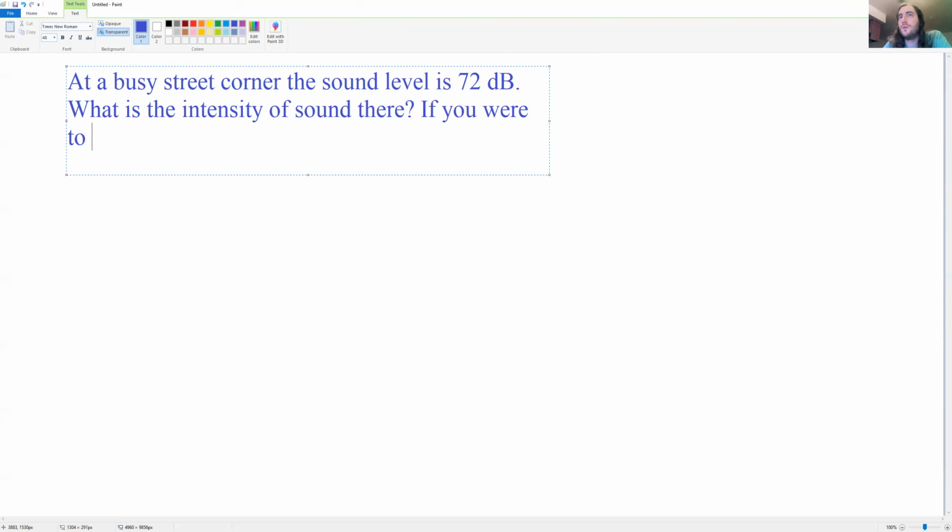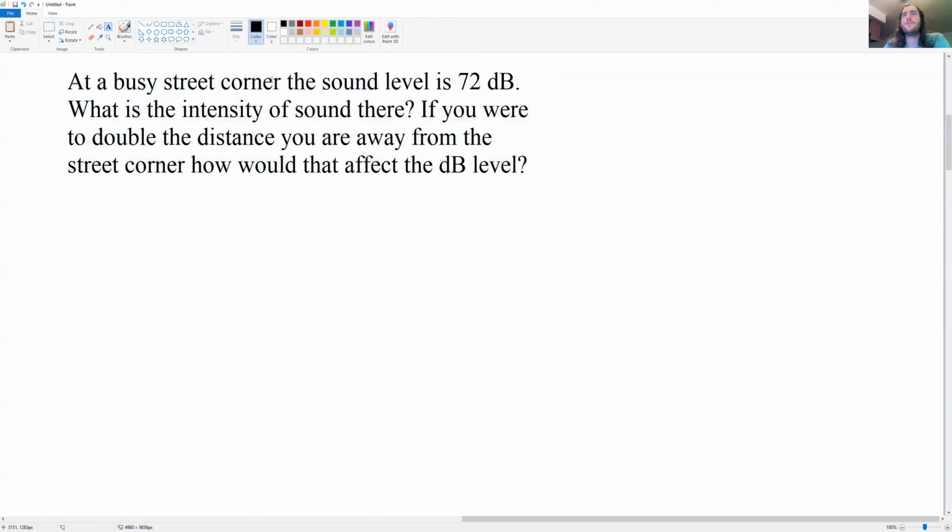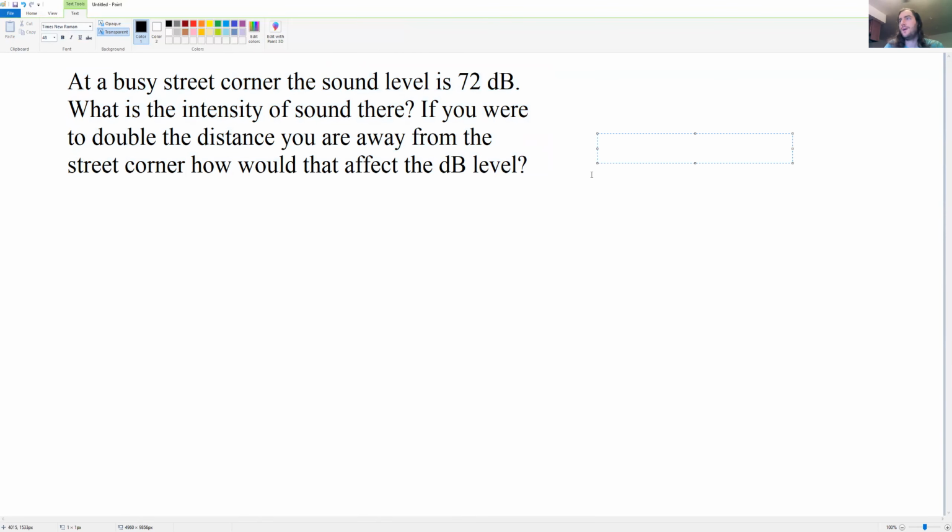If you were to double the distance you are away from the street corner, how would that affect the decibel level? Okay, so I added a second part to the question too, which I think is maybe a little bit interesting here.